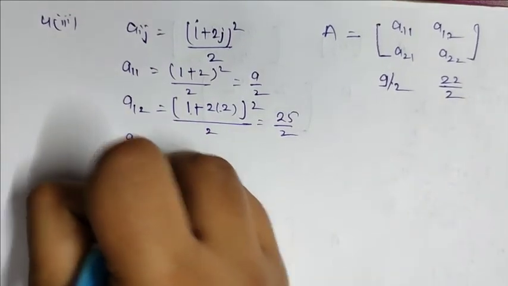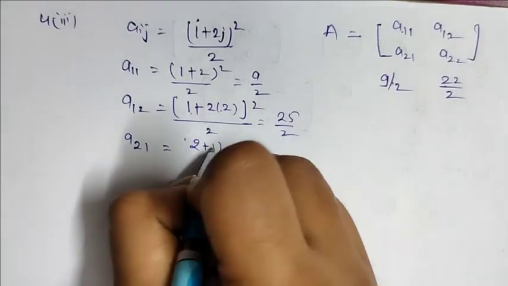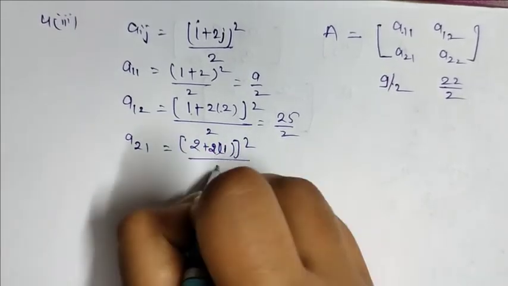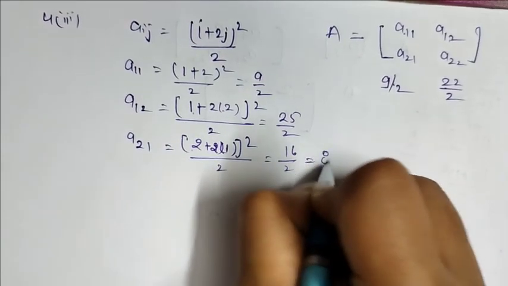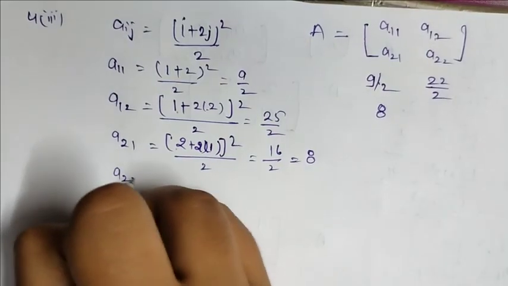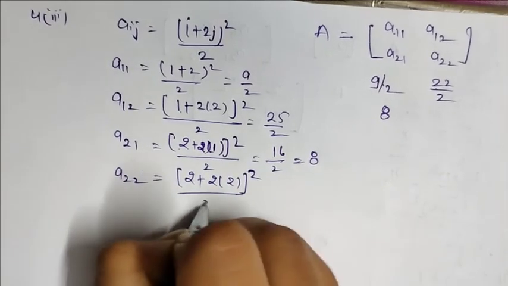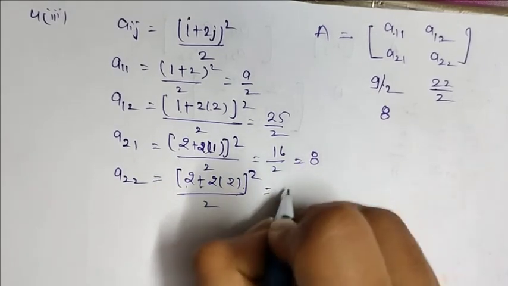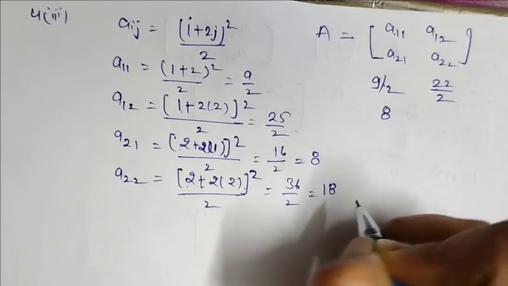Now we have to find the value of A21. It means 2 plus 1, sorry 2 plus 2, और यहाँ पे ब्रैकेट में 1 है, whole square upon 2. 2 plus 2, 4, 4 square, that means 16 by 2, that is 8. That means we are getting A21 is 8. And now we have to find the value of A22. It means (2 plus 2 into 2) whole square by 2. इसे solve करेंगे तो we will get 2 plus 4, that means 6. 6 square 36 by 2, that will be equal to होगा 18.